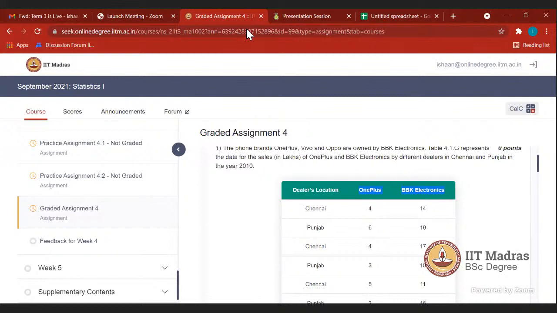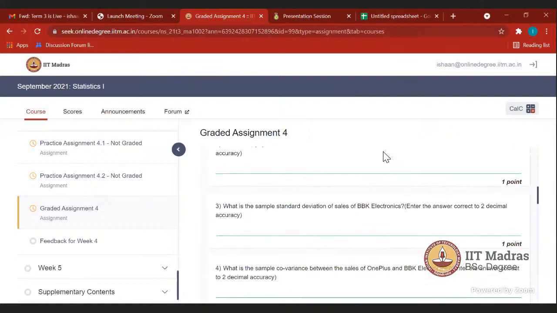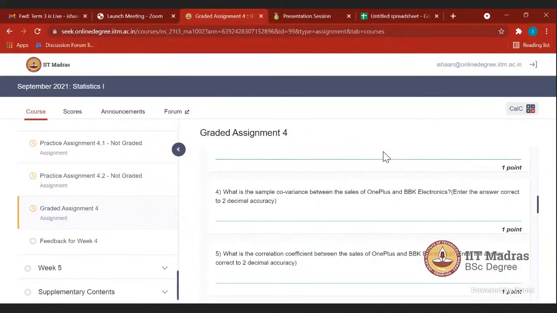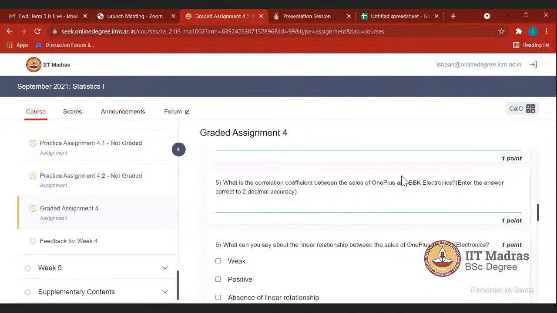Sir, in the same assignment, question number 7. Only two categories? Let me just see. Let me just plug in, one minute. And for question number 6, we just calculate the correlation R, and after that we should decide.